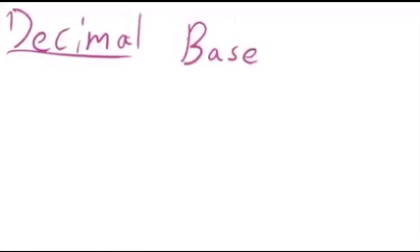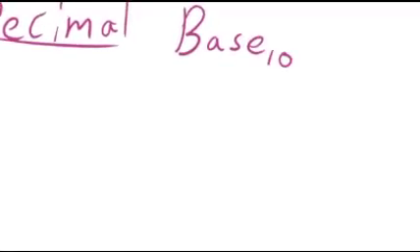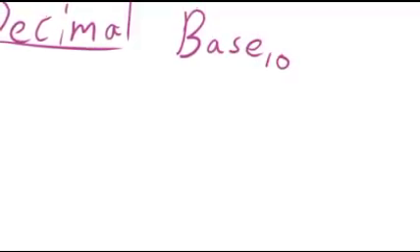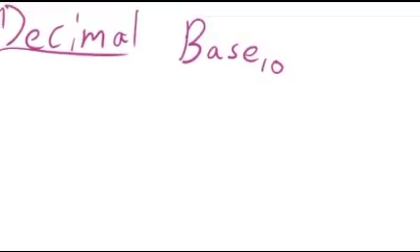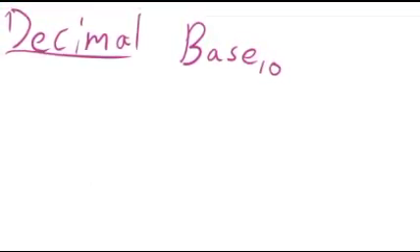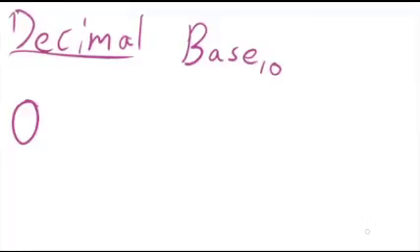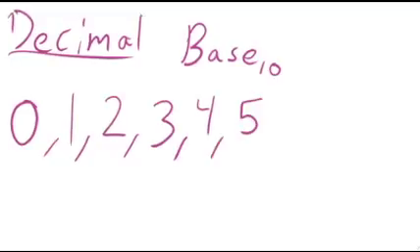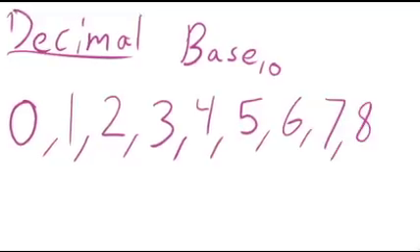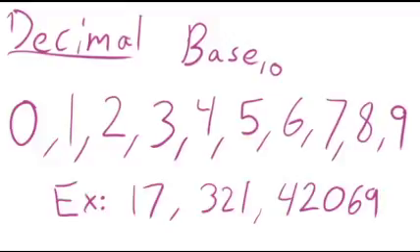Decimal is a numerical system in base 10. Its notation looks like this. Decimal has 10 numbers. You maybe are wondering, Luigi, where's 10? Well, you snotty-nosed kids would count 0, 1, 2, 3, 4, 5, 6, 7, 8, 9. Some examples of decimal numbers are 17, 321, 420.